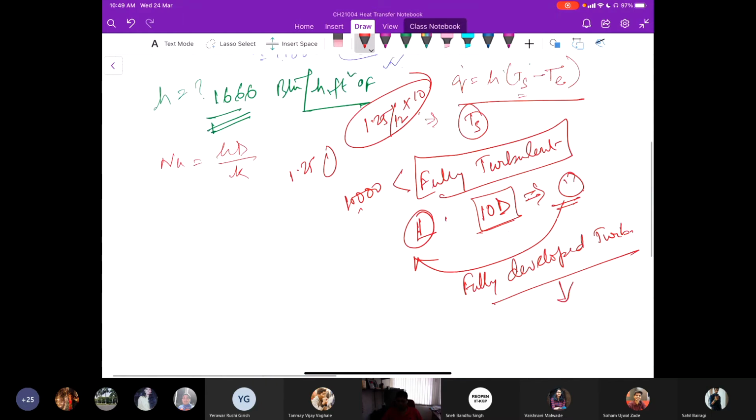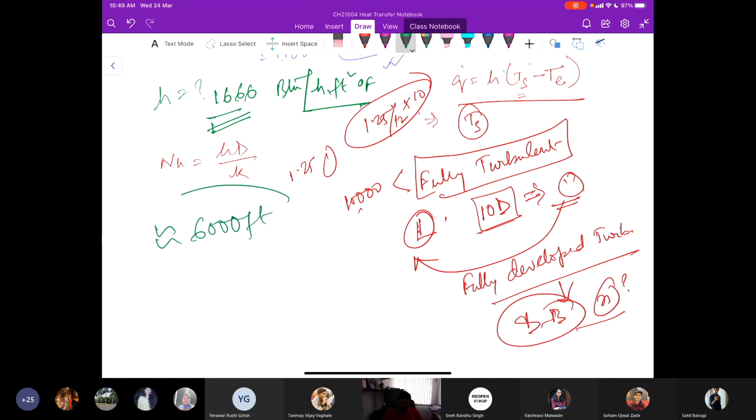Once this is understood, we apply the Dittus-Boelter equation with the appropriate n value. The exponent n depends on whether it is cooling or heating. These are the simple steps you need to follow and remember. So for the length, those who have calculated it, you see that it is in the order of this magnitude.